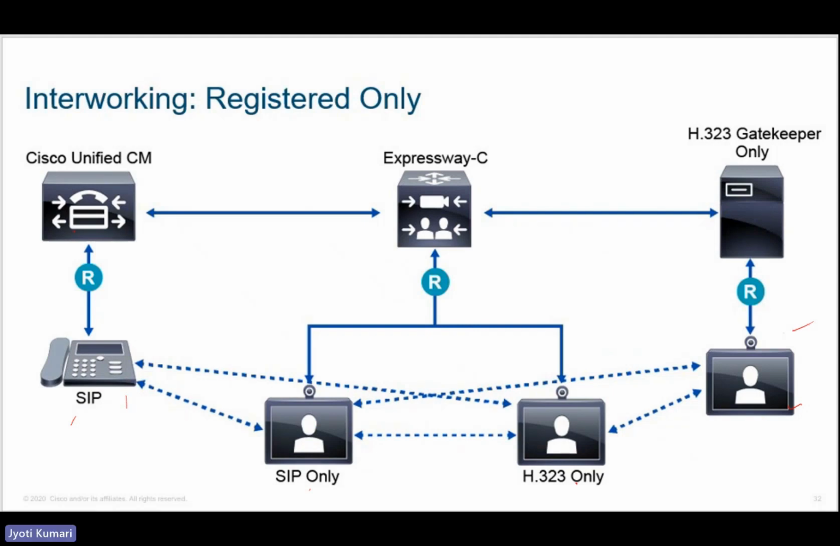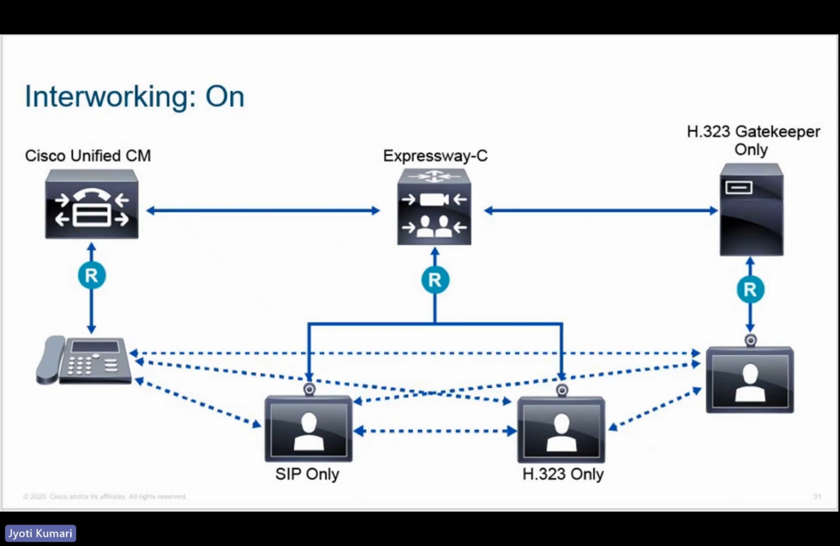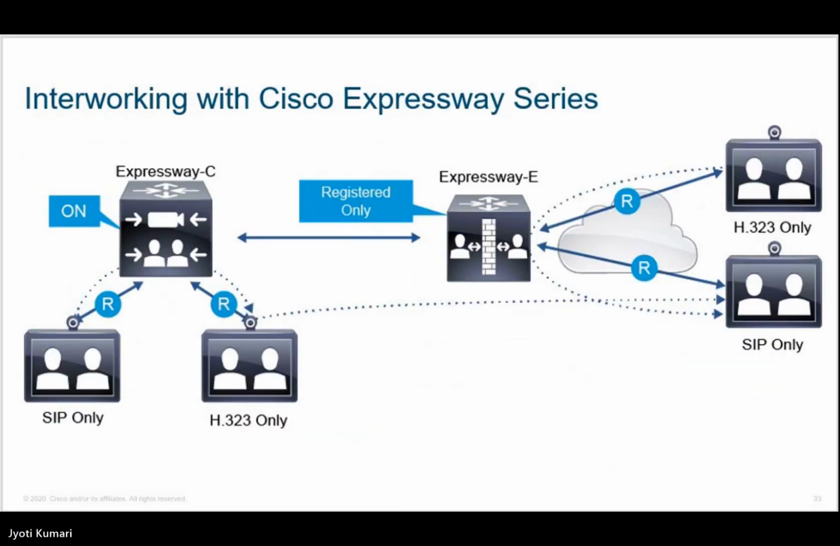So at least one device has to be registered with Expressway for registered only, whereas in the case of on, it will be able to make communication with all. Like SIP to H.323 device on CUCM and Gatekeeper, SIP to SIP, H.323 to H.323, or H.323 to SIP. Okay, so this is how interworking works here.